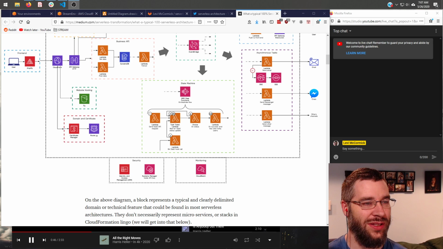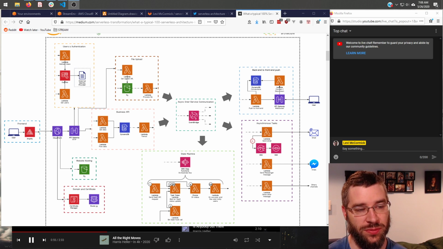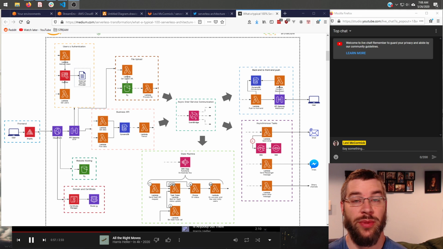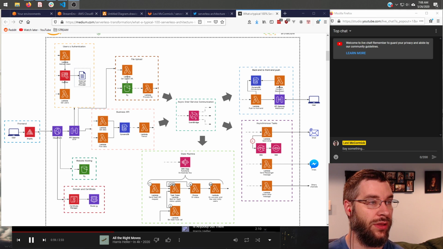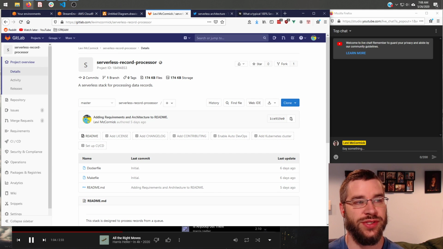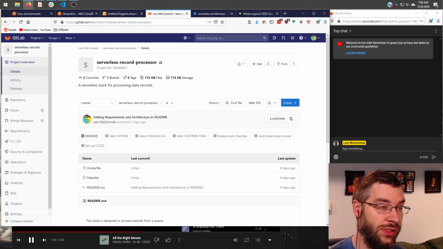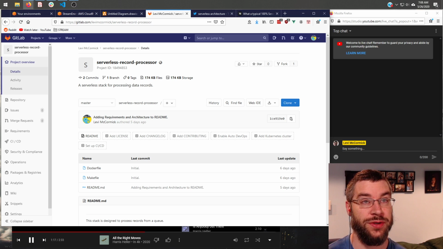But I think this is a really nice diagram to call out all of the pieces involved. So that's what I want to make today for our little serverless record processor. This probably needs a better name. There's only two hard problems in computing, right? Cache invalidation and naming things, and off by one errors.